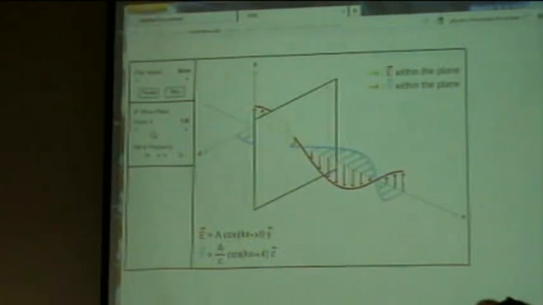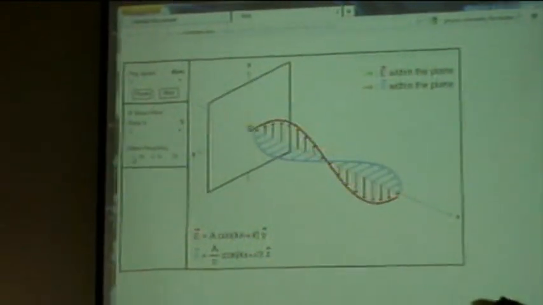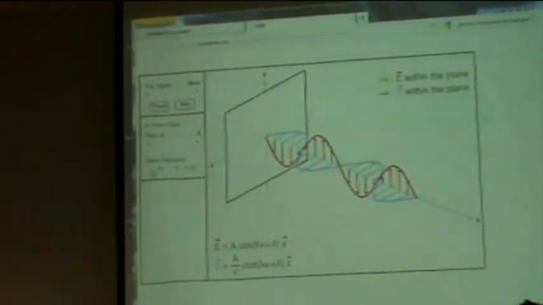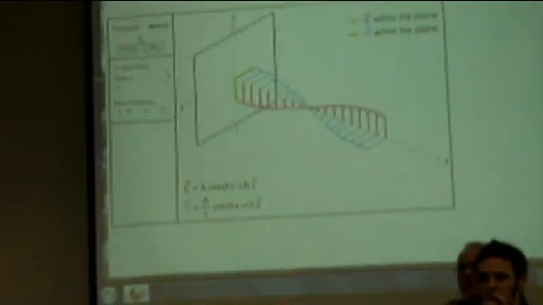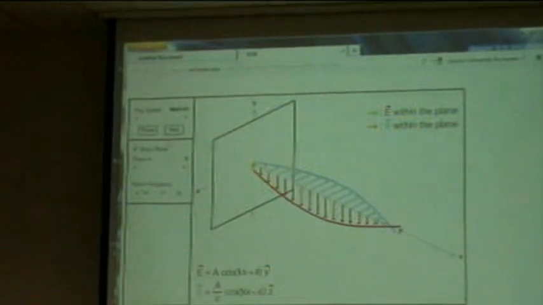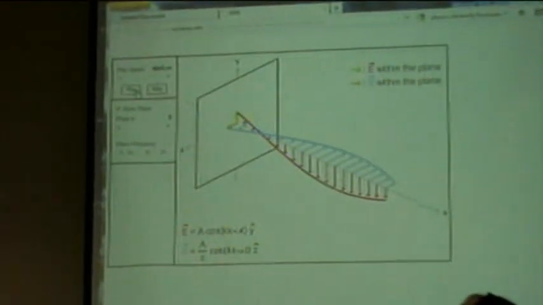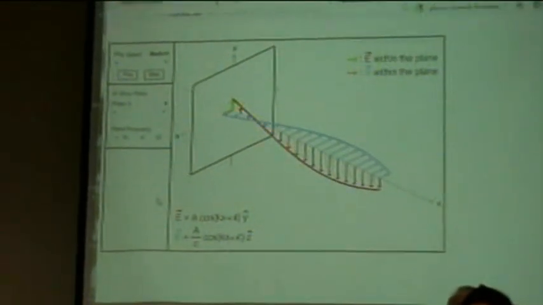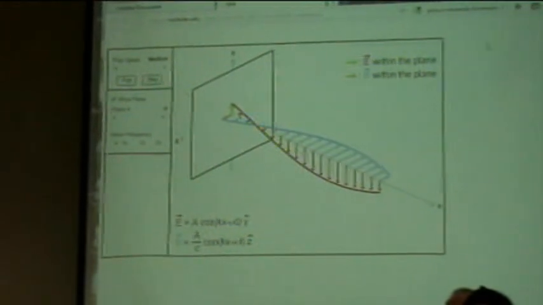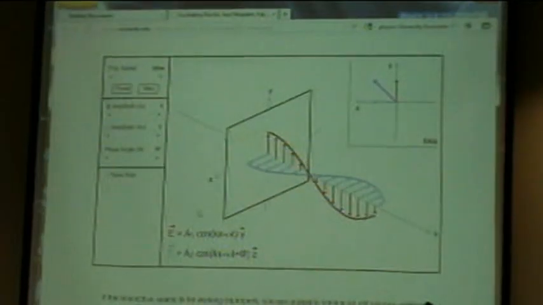But this is fun. You can change where this is. You can change the wave frequency, make it go fast or slow. You can stop it and talk about it if you want. I find that one is a time saver because it's really hard to do all this on the board.